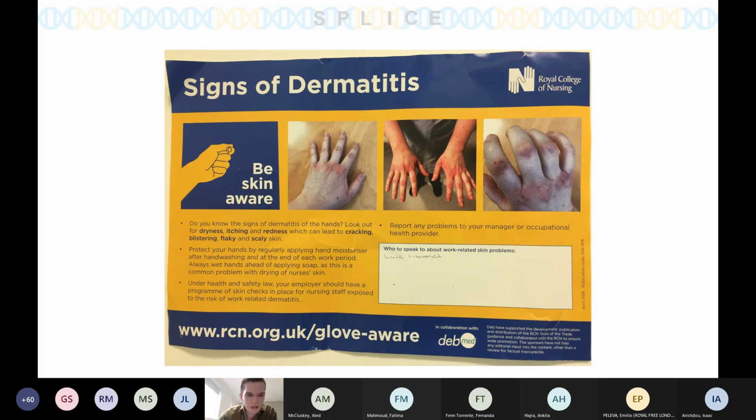This is what dermatitis looks like. Similar to what we saw on that baby's hand. I guess this is irritant. I think this is because these people are washing their hands all day, every day. But yeah, that's what it looks like. We'll move on.